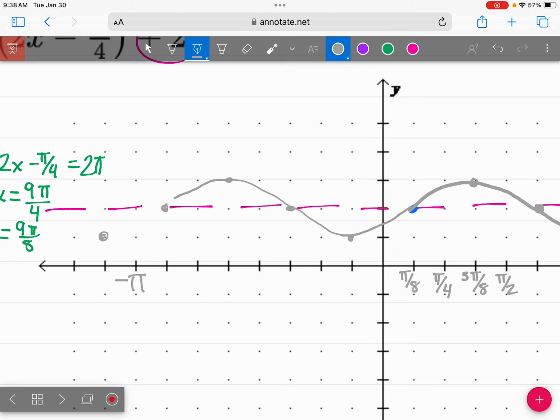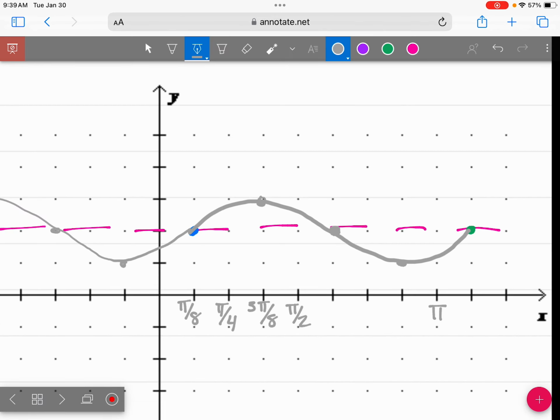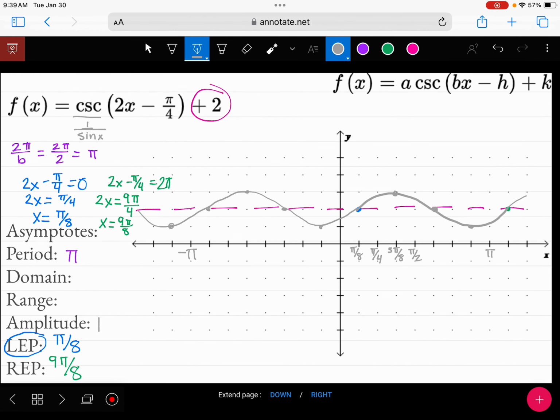So that we can use it to make our graph. So we're going to start with all of these reciprocal functions. We're going to start with graphing the main function. Then we're going to do our asymptotes wherever it hits 0.